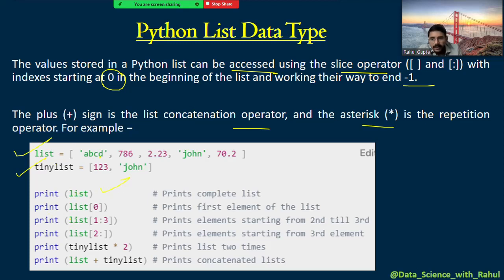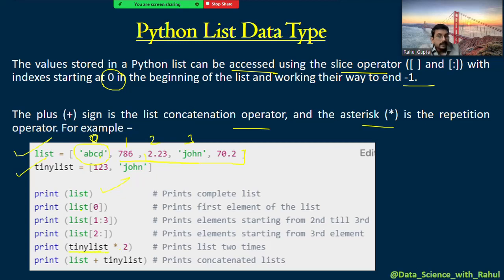If I print list 0, what should I get? This entire thing is index 0, remember. So I will get A, B, C, D. List 1 to 3: so this is 1, 2, 3, so I will get these 3. Correct? List 2 till the end: that means from here I will get till the end here. Correct? Next is tiny list.